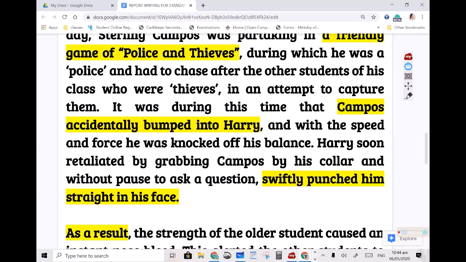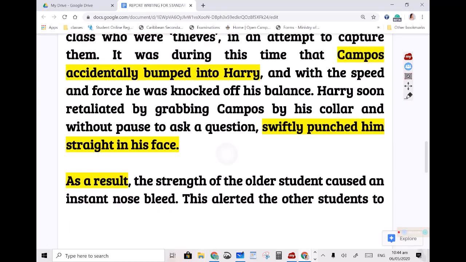Harry soon retaliated by grabbing Campos by his collar and, without pause to ask a question, swiftly punched him straight in his face. We highlighted "swiftly punched him straight in his face" to show exactly this was the incident that actually happened. Okay, so we did before, right, and now this is during the incident.